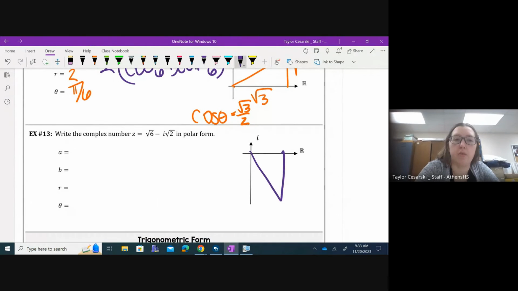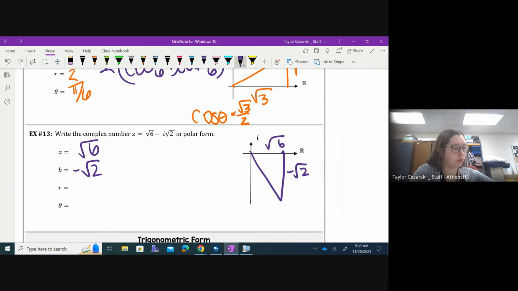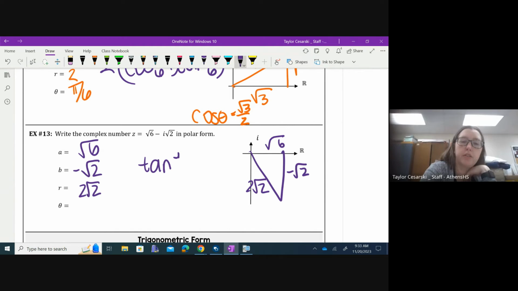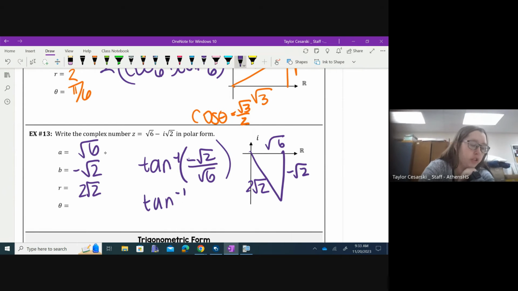My a here is square root of 6. My b is negative root 2. So square root of 6, negative square root 2. If you use the Pythagorean theorem here, you end up with square root of 8, which simplifies to 2 root 2. To find theta, I'm going to use tangent inverse of negative square root 2 over square root of 6, which is equivalent to negative 1 over square root of 3.